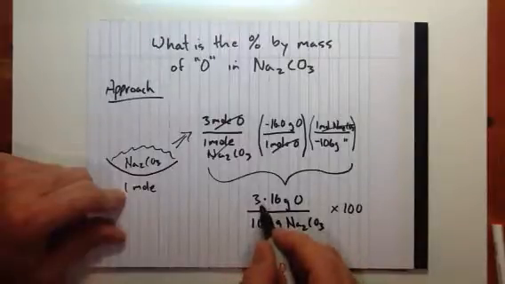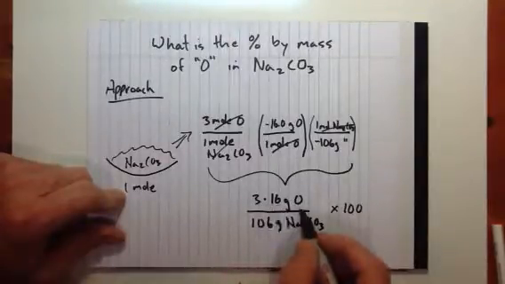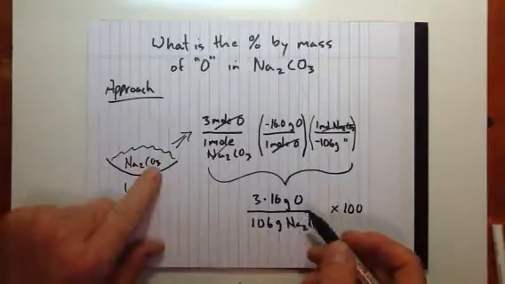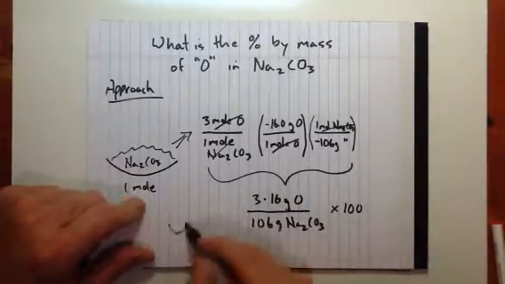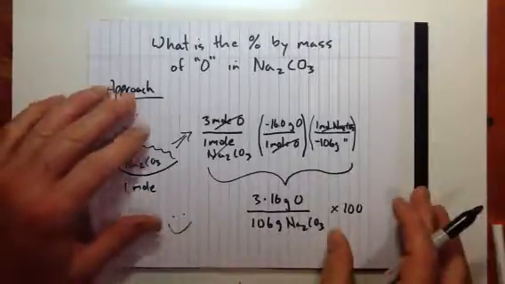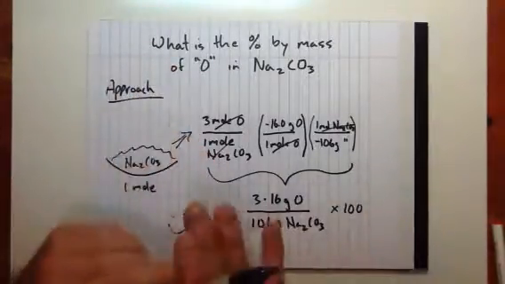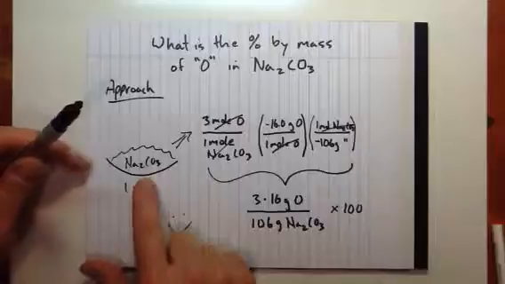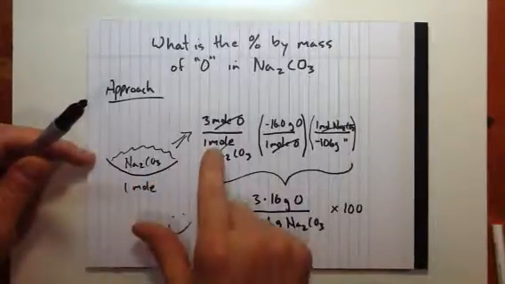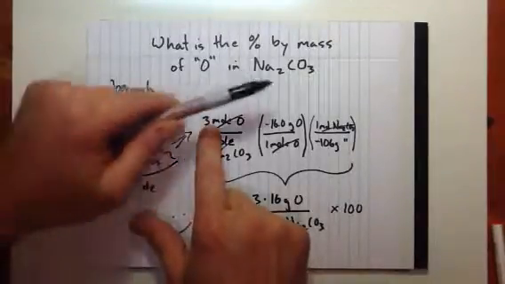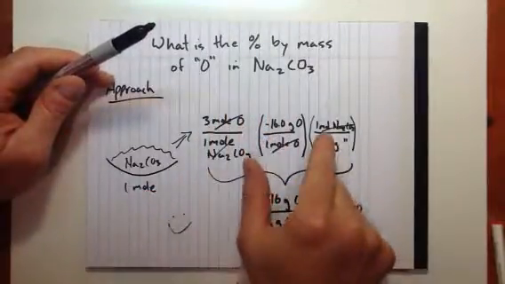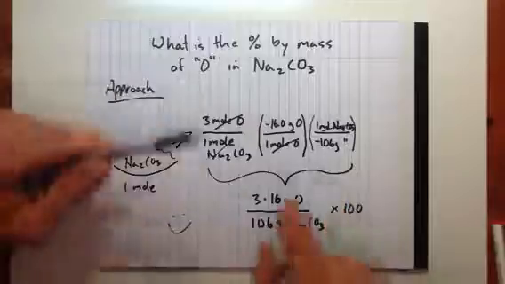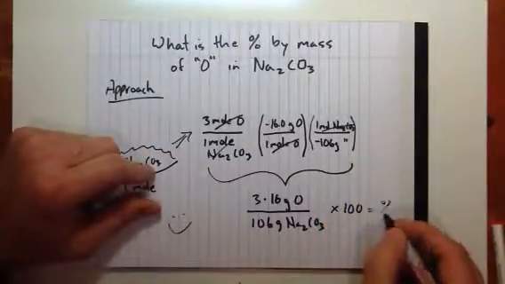Don't forget that 3. We had to take 3 times 16 because there are 3 oxygens for every 1 sodium carbonate. Hope that helps a little bit. That's just a different way to come at this in maybe a more conceptual way. Start off with your mole and have 1 mole underneath and how many, whatever element they're looking for, on the top. And then just use your molar masses. And don't forget to times that by 100 to get your percent.